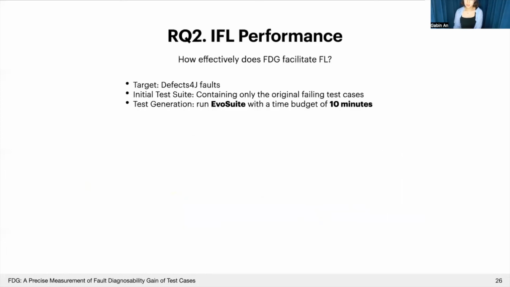We simulated this iterative FL scenario using Defects4J. We set the initial test suite to contain only the original failing test case for each Defects4J fault and checked how much the generated test cases selected by FDG increased the FL accuracy. For test generation, we ran EvoSuite for 10 minutes, and human labeling was simulated using the correct version of the program.